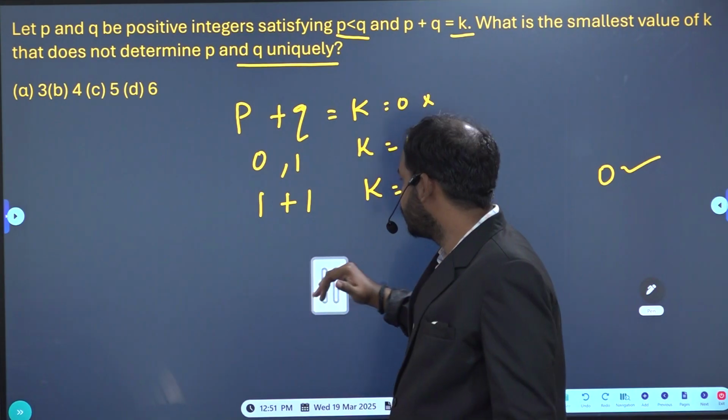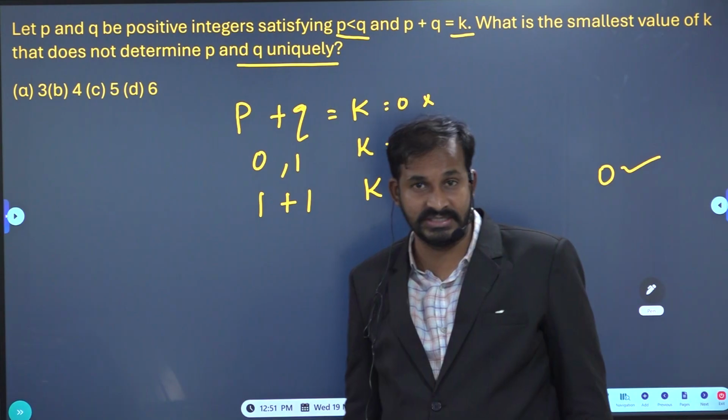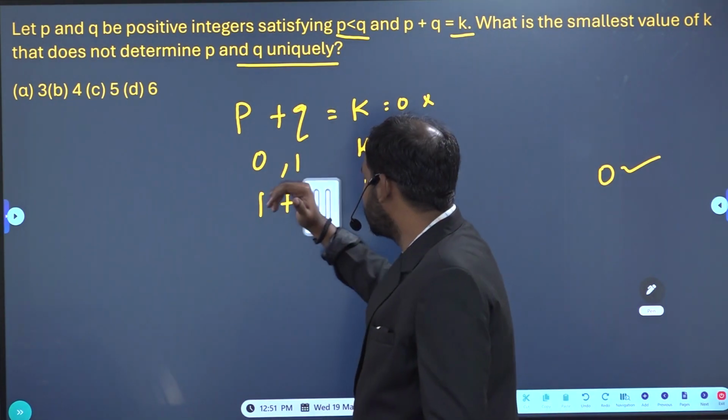Okay, please remember this one. 1 and 1 I cannot take. Why? Because P is less than Q. Okay, that is also not possible for me.